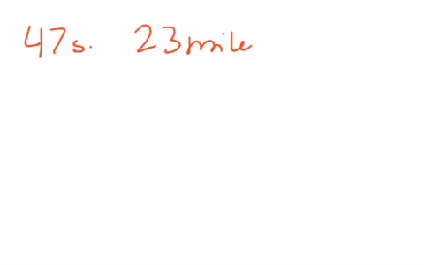Second problem. A total of 47 students attended the bike rally. 47 students. They each rode 23 miles in the race, or in the rally. What is a reasonable estimate? Reasonable estimate.